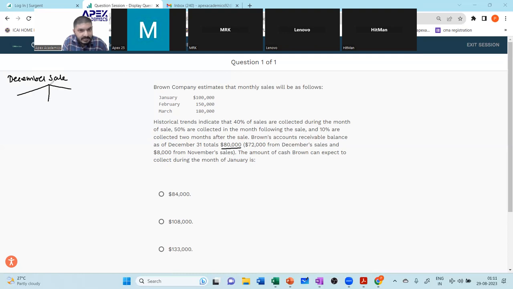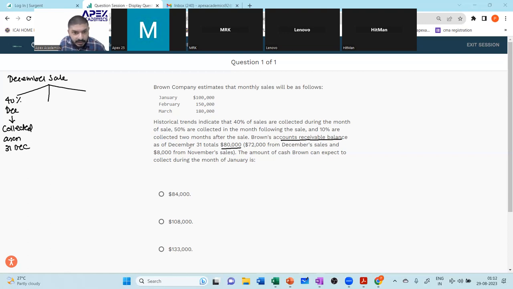December sales, 40% you will collect it in which month? December itself. So this amount is collected as on 31st of December. Do you agree or do you disagree? You tell me that first. Agreed.